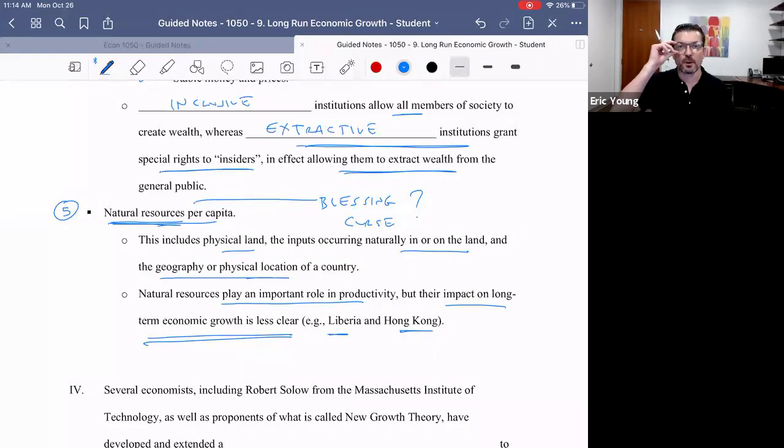Liberia, a beautiful country, has loads of natural resources, fertile land, lots of land mass. Hong Kong has none for the most part. Yet Liberia has stayed poor for generations, and Hong Kong is an advanced economy. So we'll conclude this by saying that our fifth ingredient, natural resources per capita, is important, but it's not sufficient to give us long-term sustained growth.